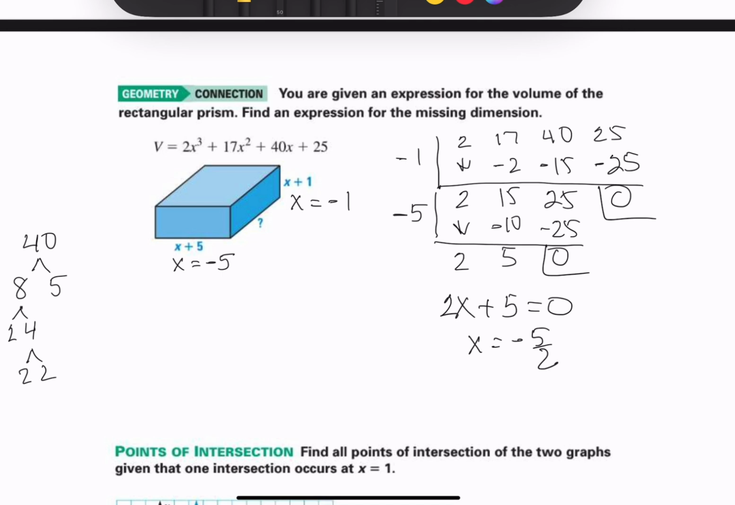All right, so the missing dimension then, I need an expression. I don't just need the root, I need the factor. So actually I could have used this 2x plus 5 as the factor. I could have also written it as x plus 5 halves equals 0, but 2x plus 5 is probably a better expression to use. But this would also work.